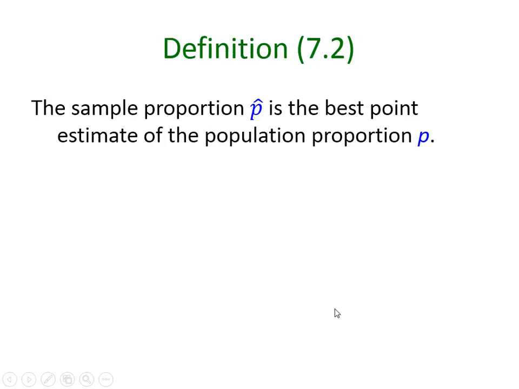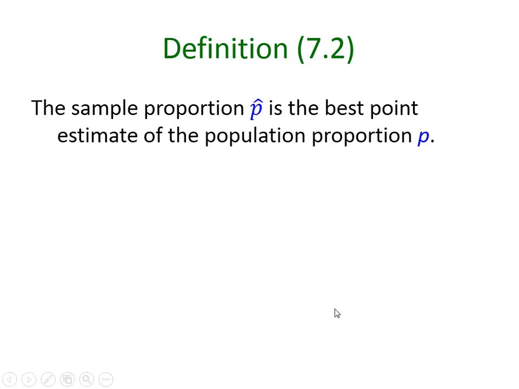So, first of all, the definition. The sample proportion p hat is the best point estimate of the population proportion p. Keep track of your notation. Lowercase p is the population proportion. P hat is the sample proportion. Let's say we took a sample of cars. We went out to the parking lot and counted how many red cars were there, and we figured out that there were 20 red cars out of the 52 cars. Oh, let's make it easier. Let's do 20 out of 60.